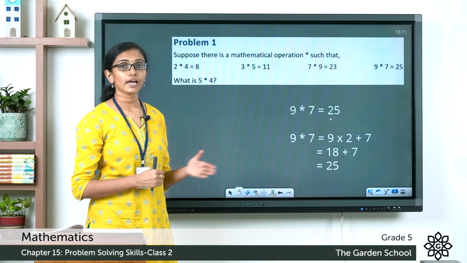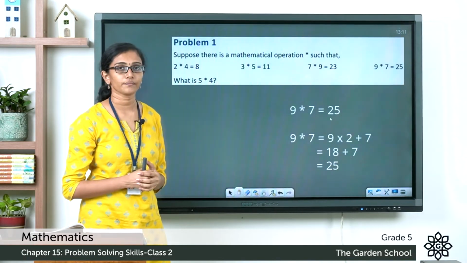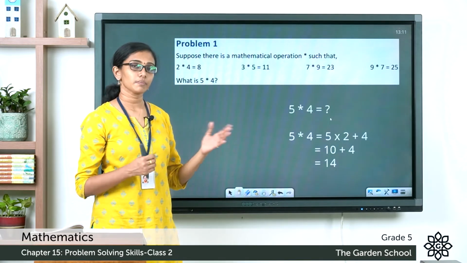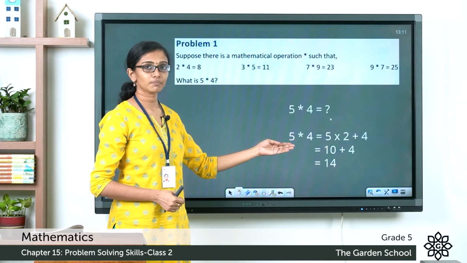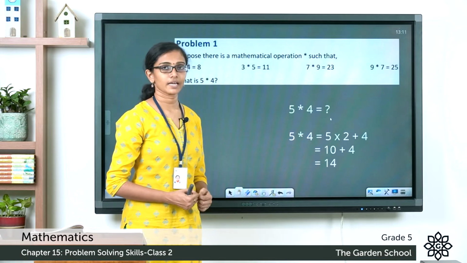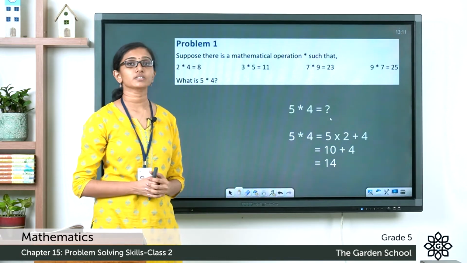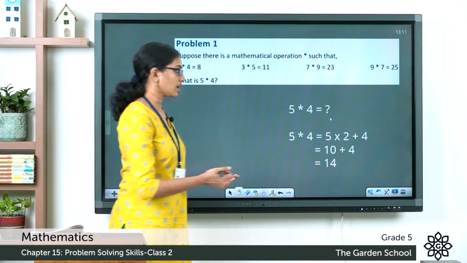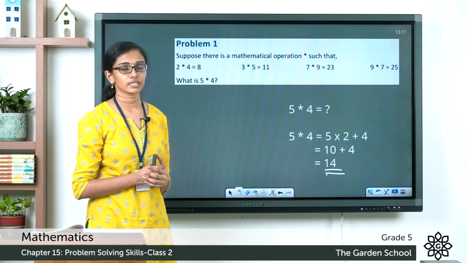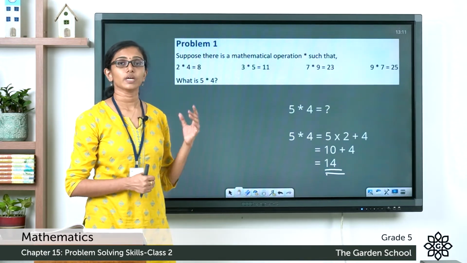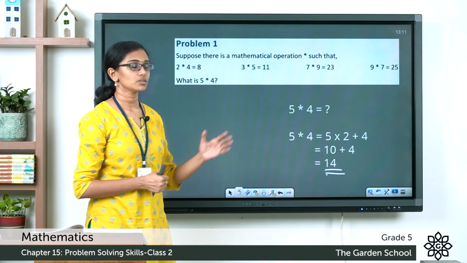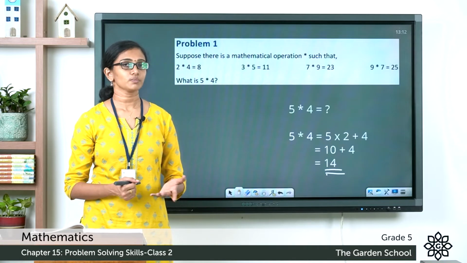Now let's apply this logic to the problem we have. We need to find out what is 5 symbol 4. So applying the same logic here, the first number multiplied by 2 and then adding it to the next number. That is 5 into 2 equals 10, then plus 4 and the answer is 14. So right now we have found a solution. So what did we do? First we read the question carefully, we looked for a pattern, we identified a pattern and the pattern rule, and then we applied that rule to find the solution. So I hope this is clear to you.